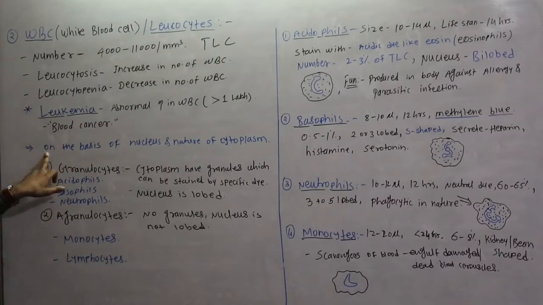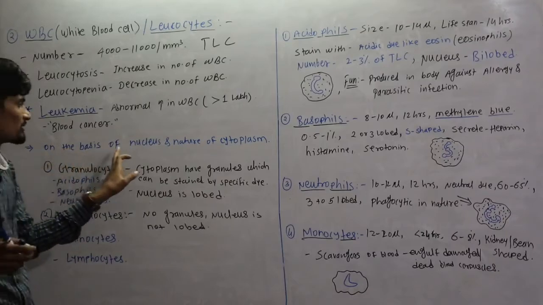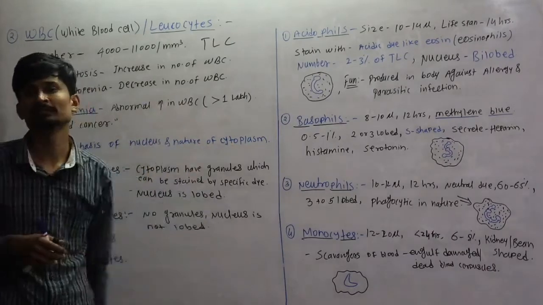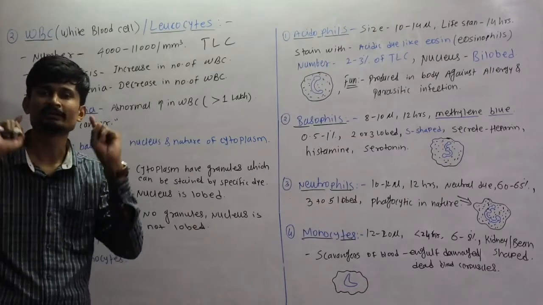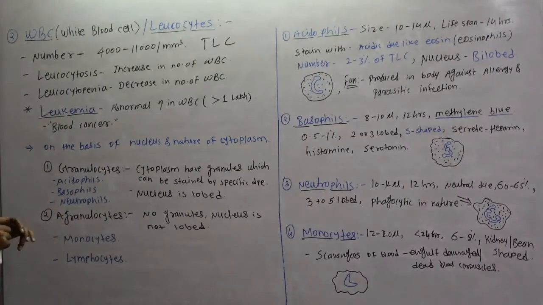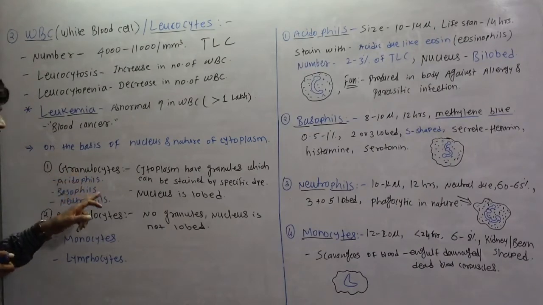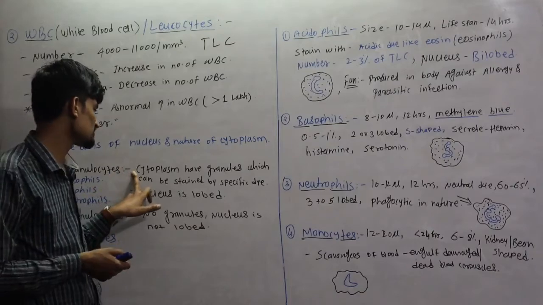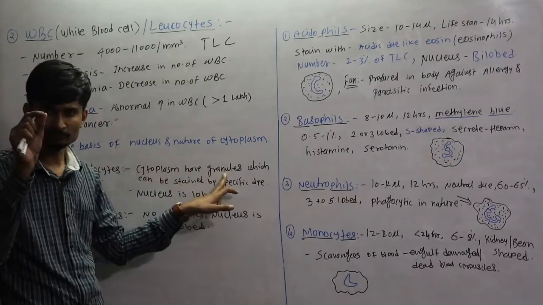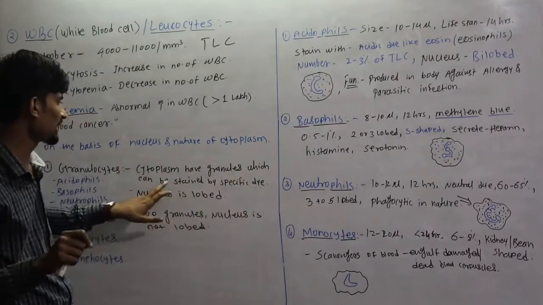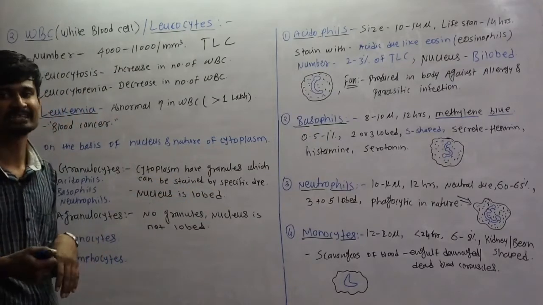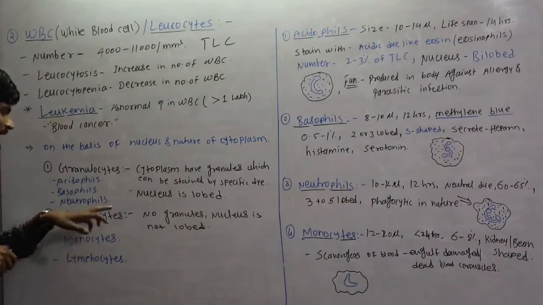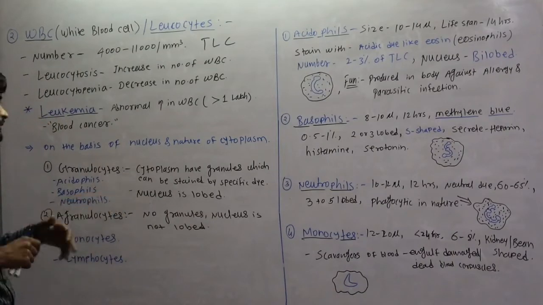Now these WBCs are classified basically into two groups on the basis of nucleus and nature of the cytoplasm. WBC contains the nucleus, RBC does not contain the nucleus. So there are two types, that is granulocytes and agranulocytes. Granulocytes means the cytoplasm of this WBC has granules, the particles, which can be stained with a specific dye. And the nucleus is lobed in the granulocytes.